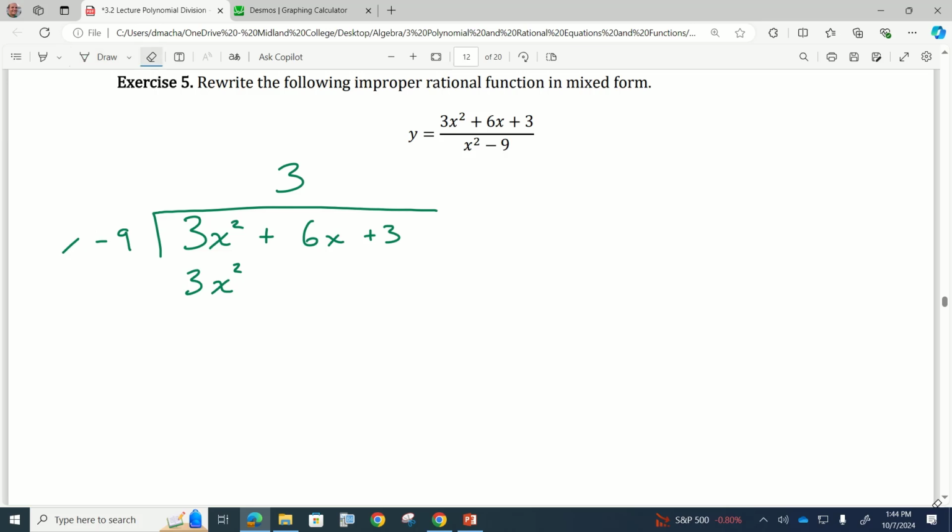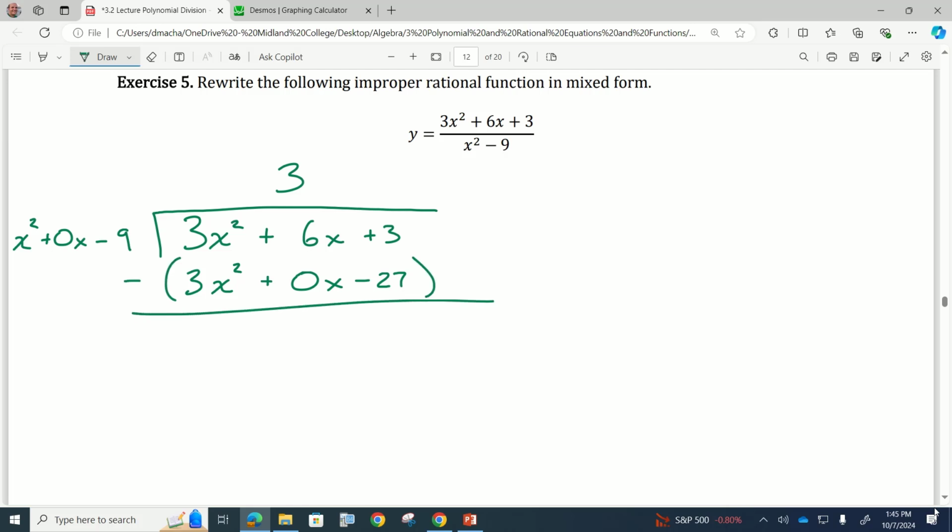And just by the way, sometimes to keep track of my work, I like to throw in the missing terms, right? Like 0x. And that reminds me that really I should leave a little placeholder for that. I should multiply 3 times 0x, and that would just be 0x. And then finally, 3 times negative 9 is negative 27. And we use our parentheses and we subtract. And 6x minus 0x is still 6x. And 3 minus negative 27 is plus 30.